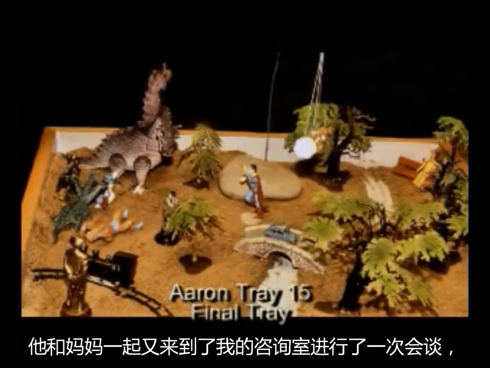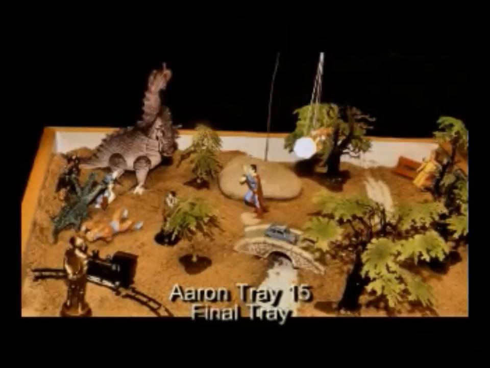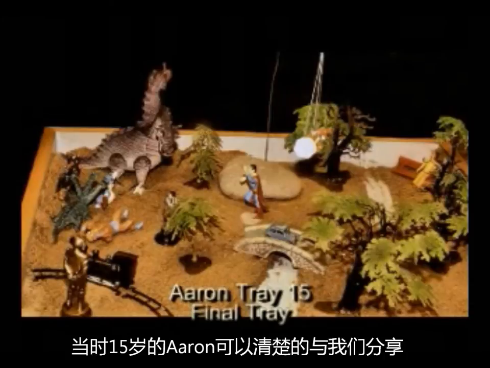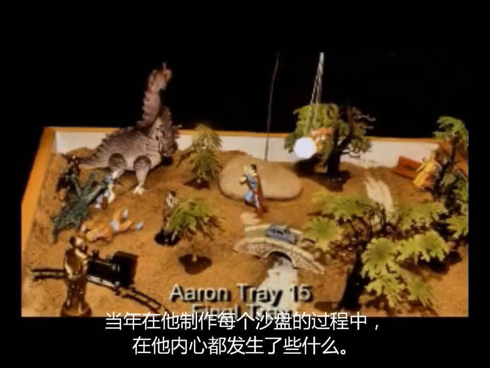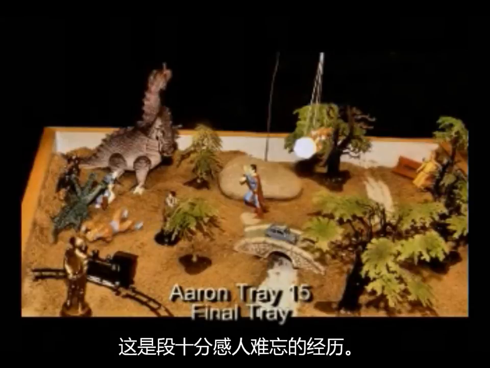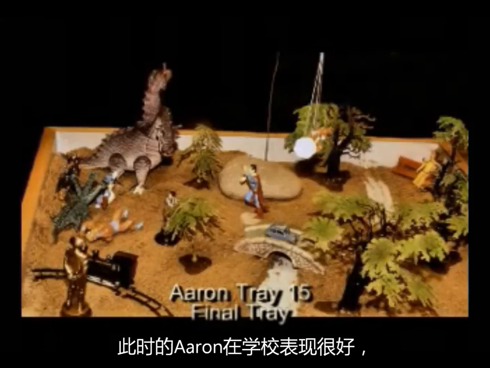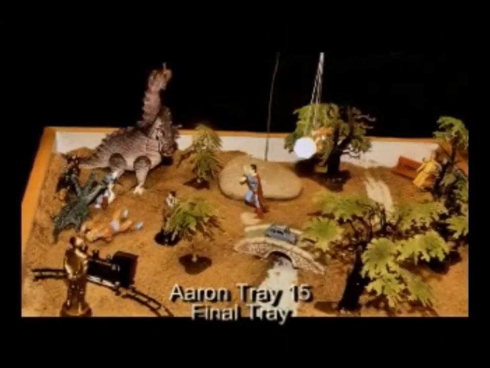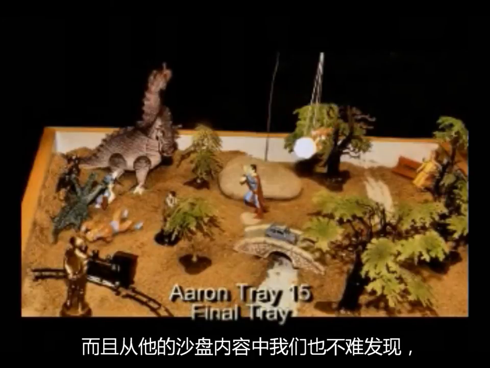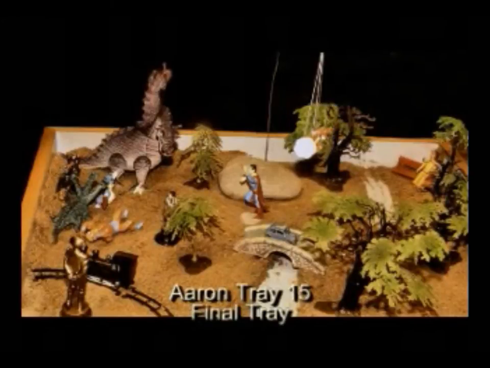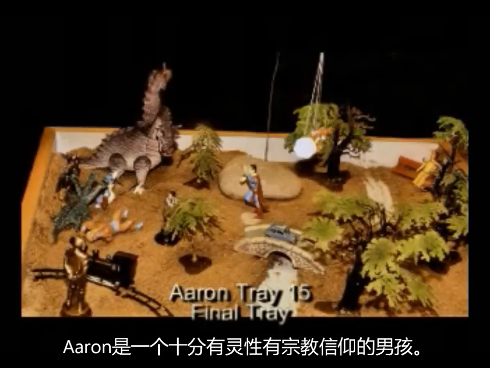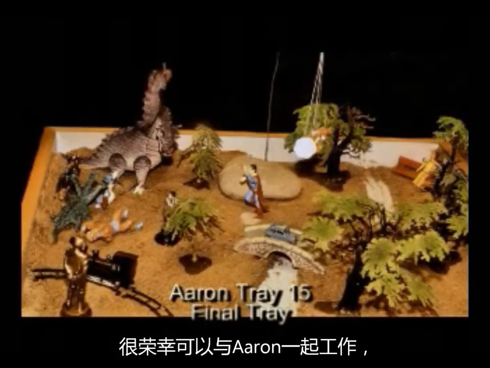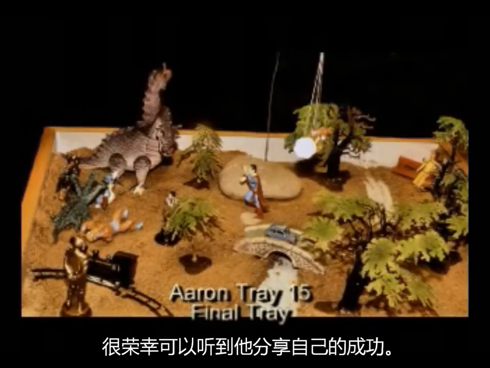When he was 15 years old, Aaron and his mother returned to my office for a session to review Aaron's Sandplay case. At that time, he was able to tell us what was going on within him in each tray. It was a very moving experience. It worked out that Aaron was doing very well in school. He was quite popular with the girls. He was on the football team. And not surprising from the content of his Sandplay case, he was a deeply spiritual and religious boy. It was an honor to have worked with Aaron and to follow up and to hear of his success.